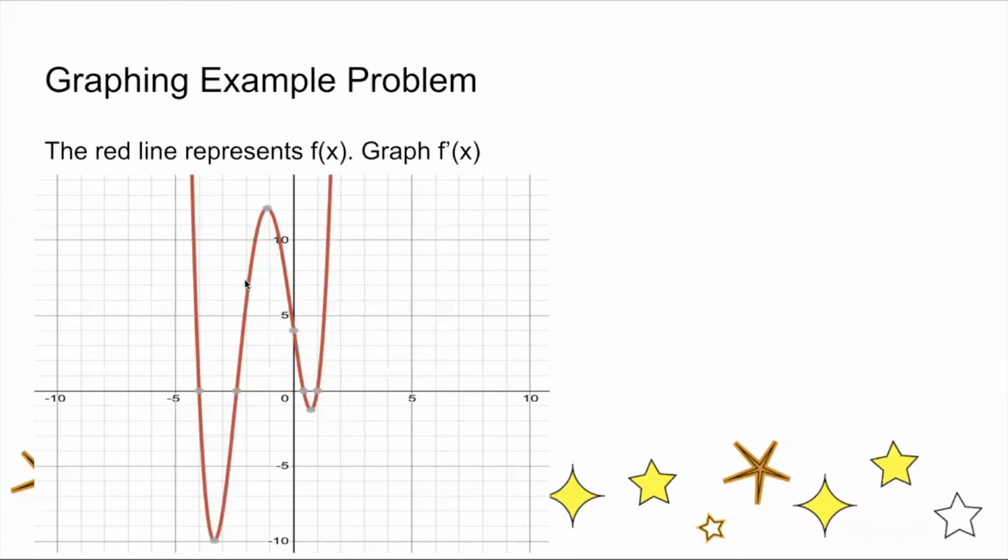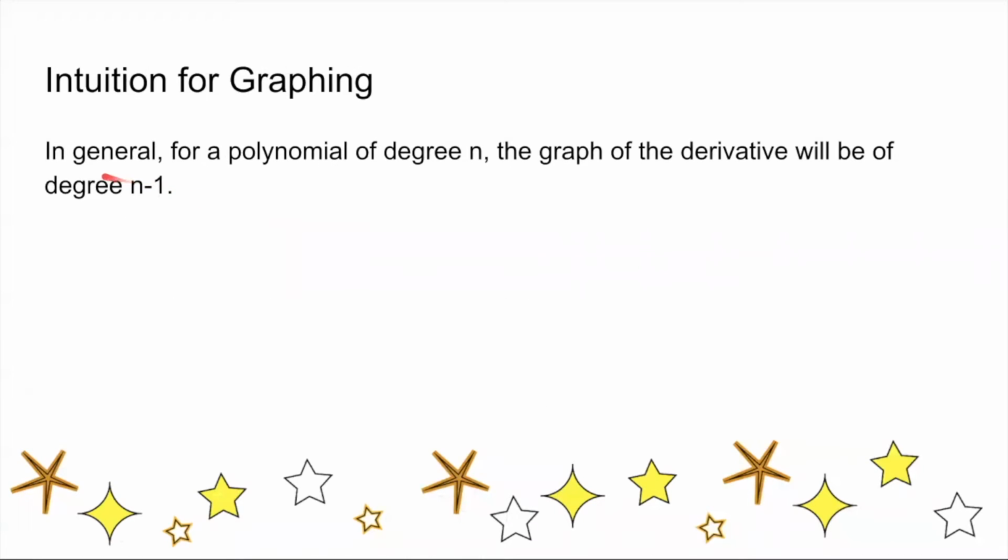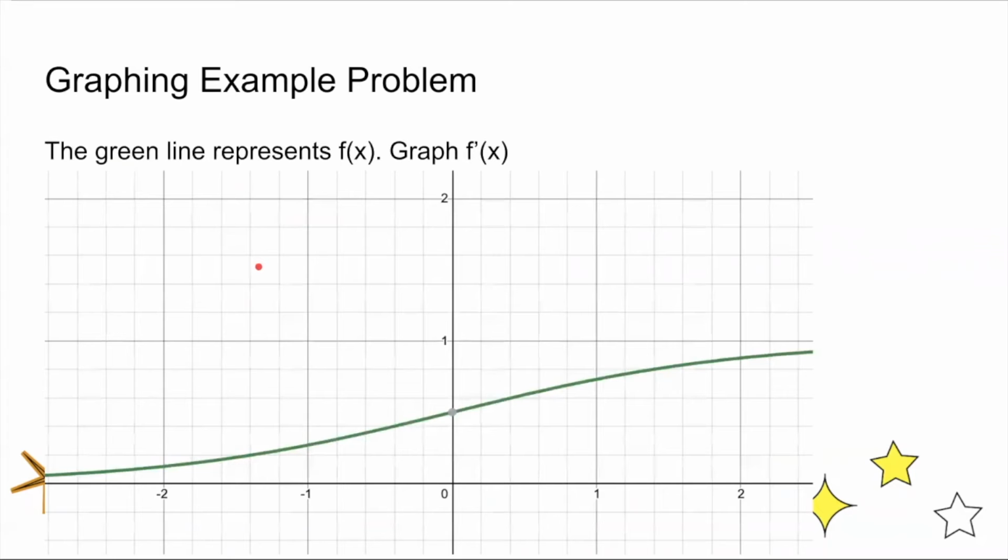All right, so moving on. So in general, for a polynomial of degree n, the graph of the derivative will be of degree n minus 1. All right, now if you want to go ahead and try this problem, then pause the video here. But anyway, here is the solution.